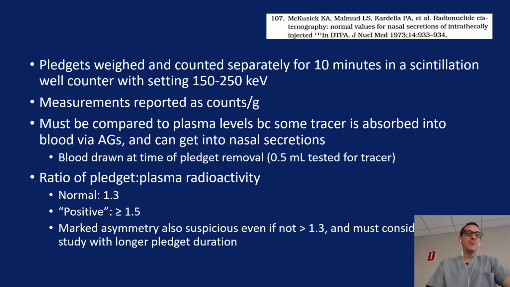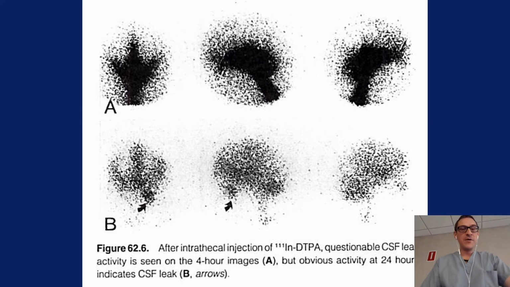Okay, but then there's a subpoint. Marked asymmetry, also suspicious if it's not greater than 1.3. I don't feel like this has been replicated a whole lot in more recent studies. And my personal example is somebody was a positive and read by one of the people in the state that does this test, and she ended up not having a leak. So I'm obviously jaded by this.